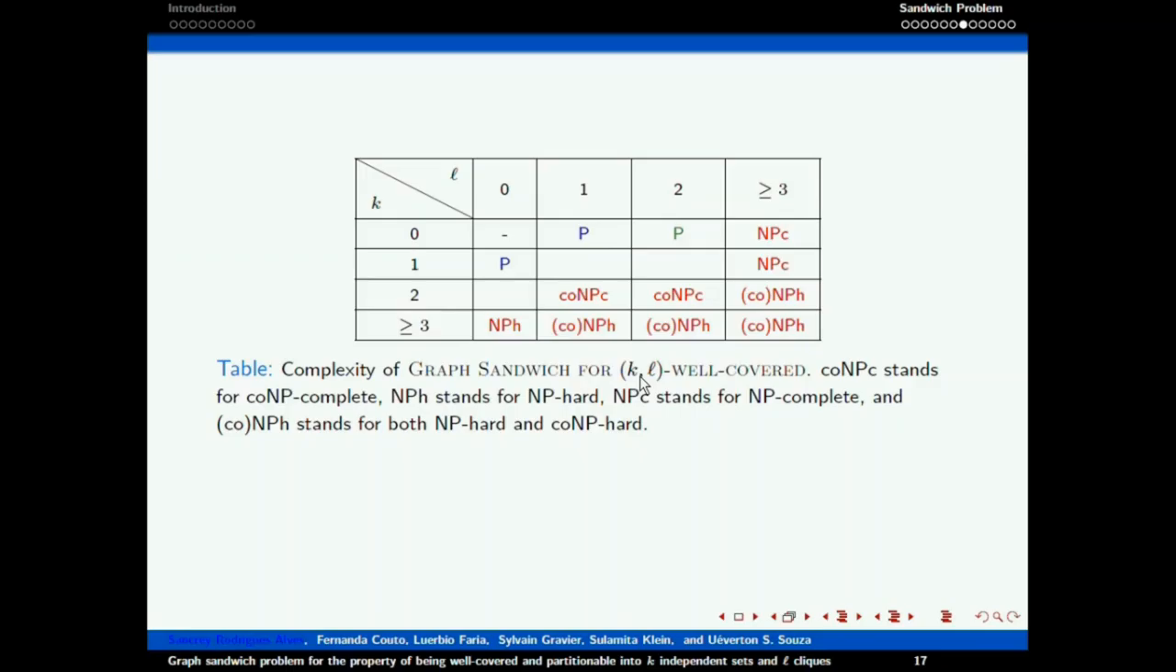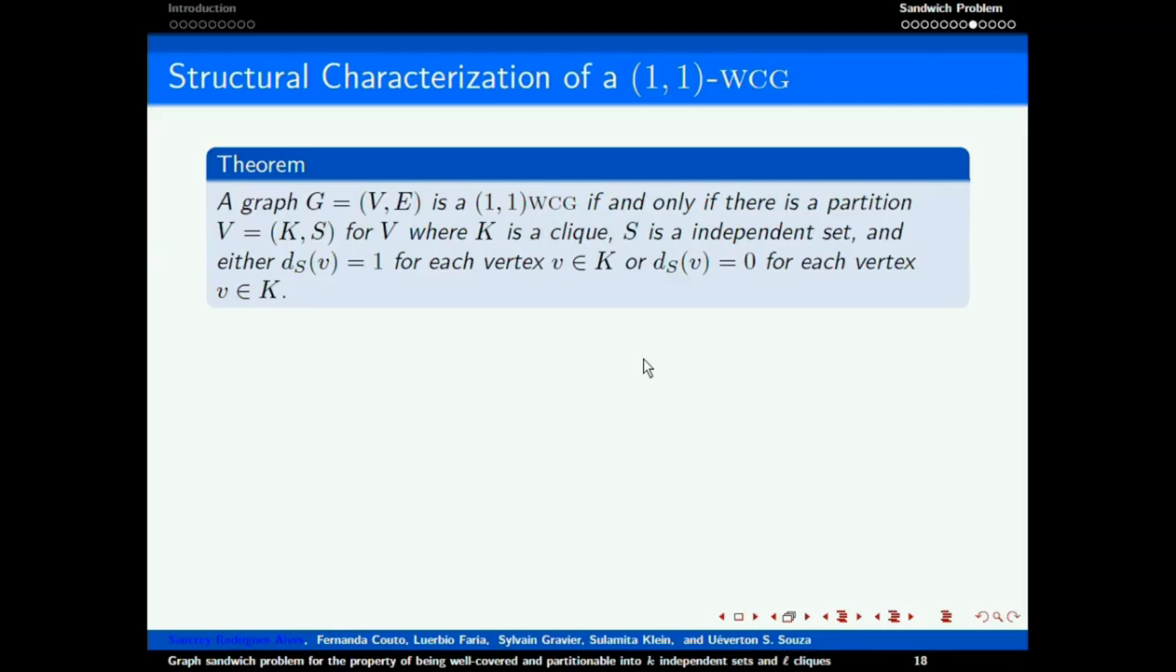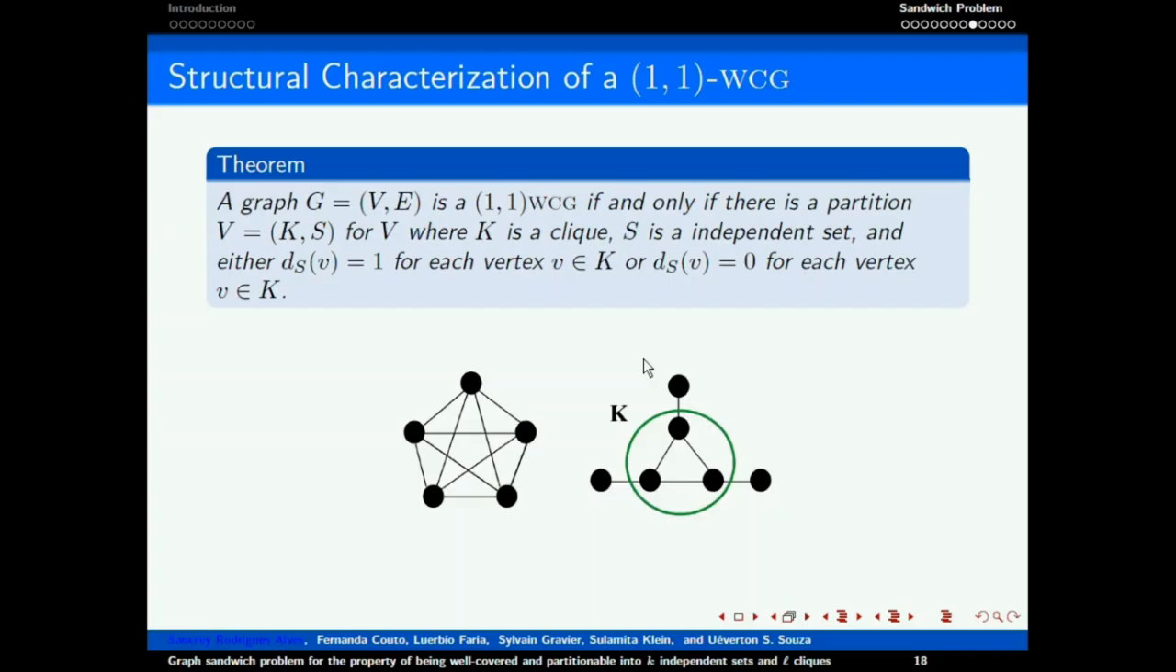A 1-1 graph is well known in the literature as a split graph. Now it's time for the structural characterization of a 1-1 well-covered graph. A graph G is a 1-1 well-covered graph if and only if there is a 1-1 partition, that is, a partition into one independent set and one clique, and either each vertex which belongs to the clique is adjacent to exactly one vertex of the independent set, or each vertex which belongs to the clique is adjacent to no vertex of the independent set. In this example, each vertex which belongs to the clique is adjacent to no vertex of the independent set. In the second example, each vertex which belongs to the clique is adjacent to one vertex of the independent set. So, both of them are 1-1 well-covered graphs.